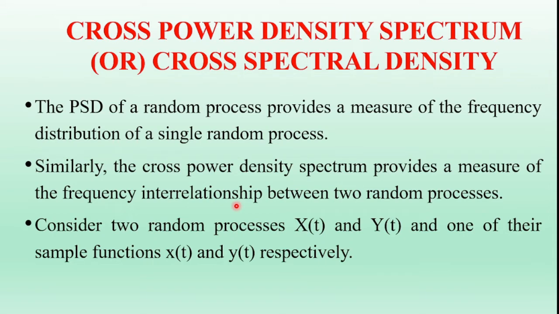Consider two random processes X(t) and Y(t), and let one of their sample functions be small x(t) and small y(t) respectively. So capital X(t) and capital Y(t) are the two random processes, with their sample functions small x(t) and small y(t) respectively.